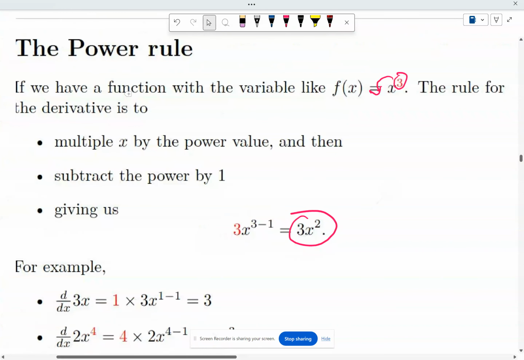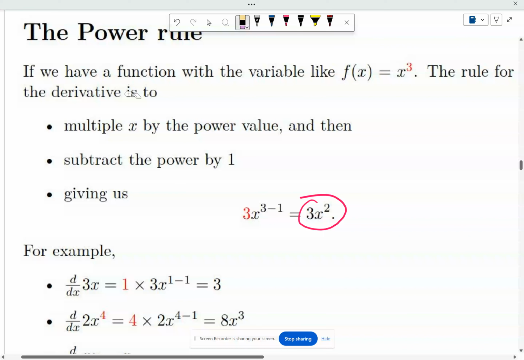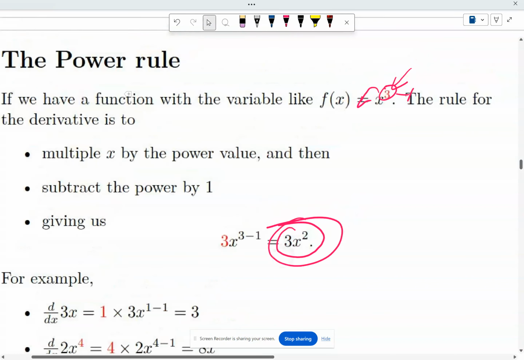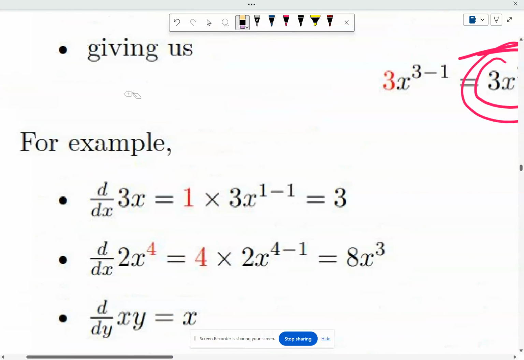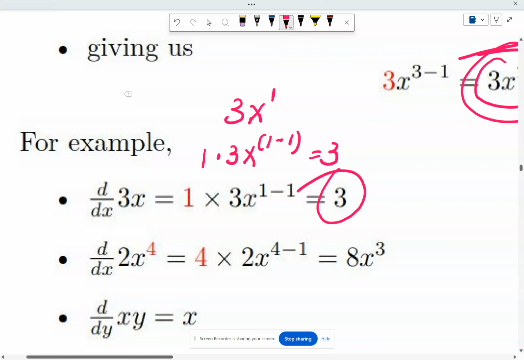Once again, you take the power, multiply down, and then subtract the power by 1. And that's it. Very, very simple. That is the power rule. Now, over here, there are several examples. So here's 3x, right? So let's say we want to take the derivative. We can use the power rule because it's just x to the 1. Therefore, what we do is we multiply by 1, and then we subtract 1 from the power. So that becomes 0. So this is just equal to 3, right? So that's how that works.